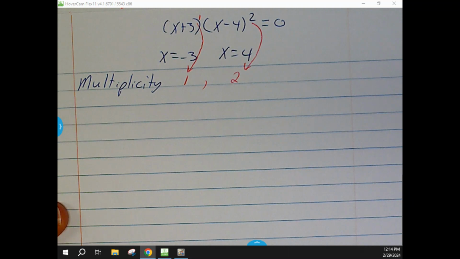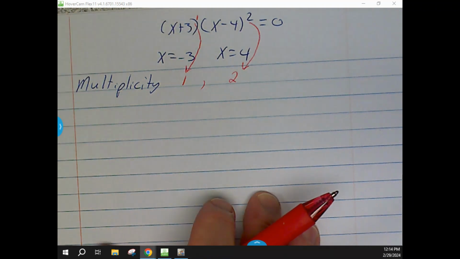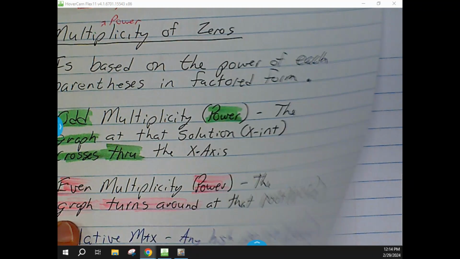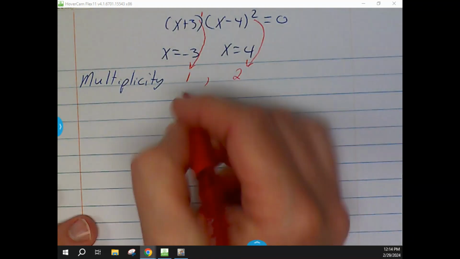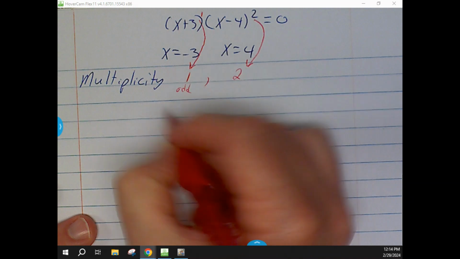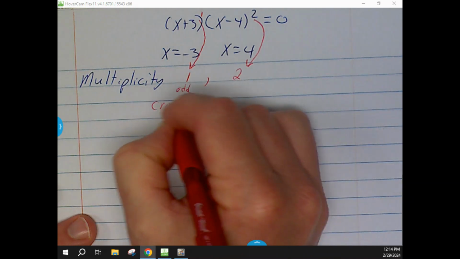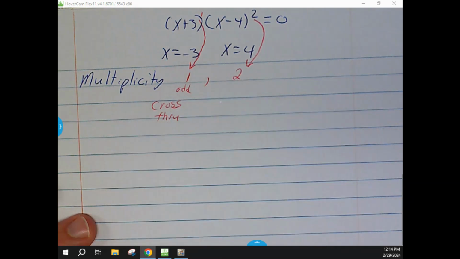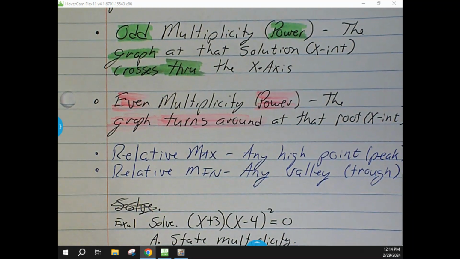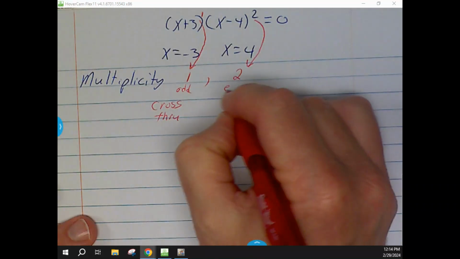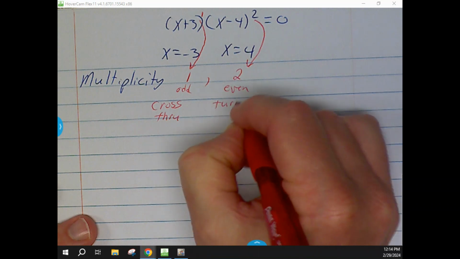Okay, now here's what all that means, and that's where we go back to this part. So the multiplicity. Everybody okay that 1 is an odd number? So 1 is odd, which means it's going to cross through. 2 is an even power. That means it's going to turn around. So since 2 is an even number, it's going to turn around.